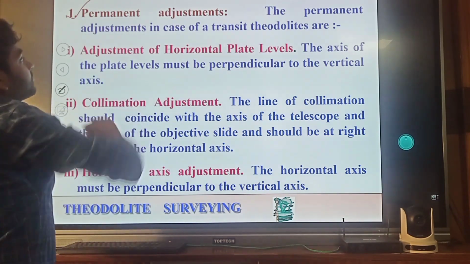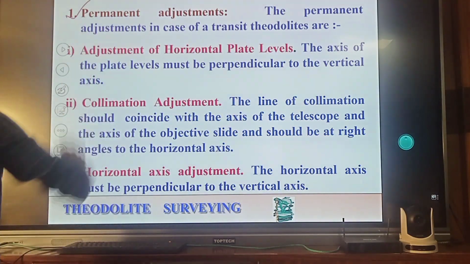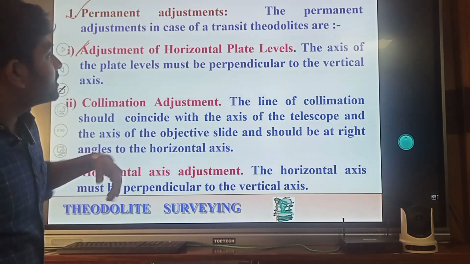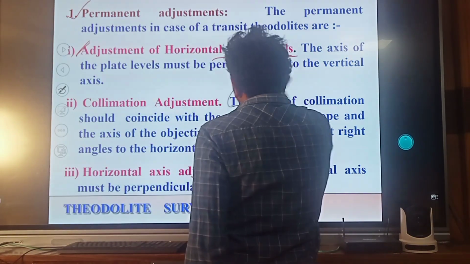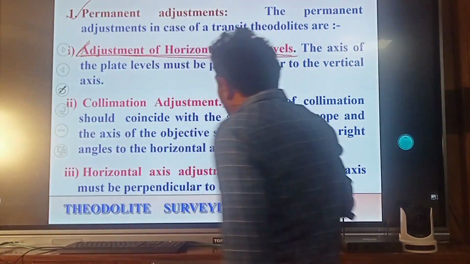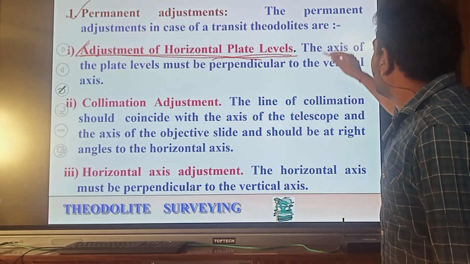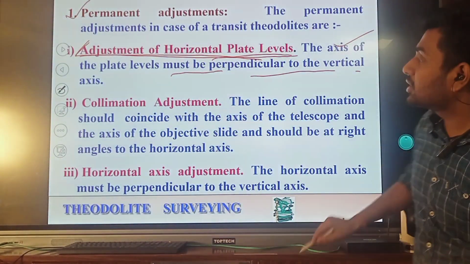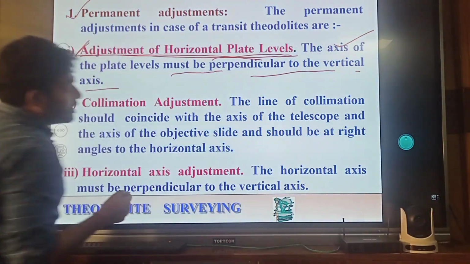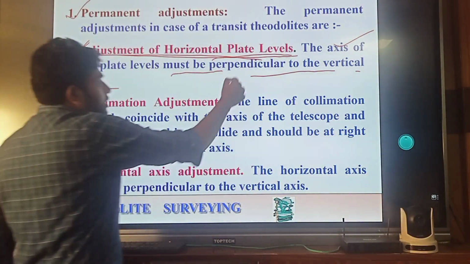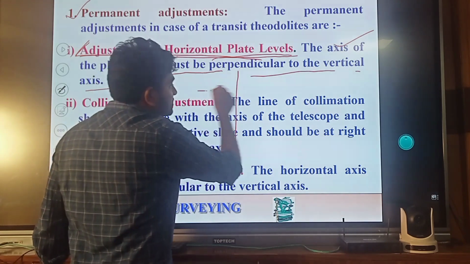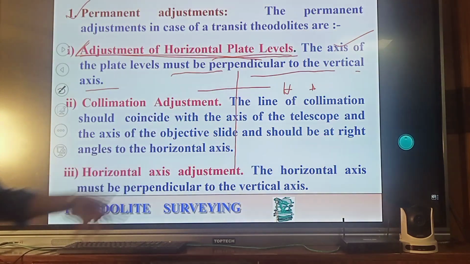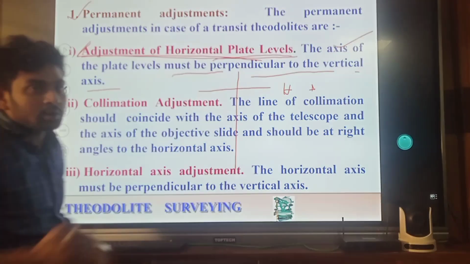The first is the adjustment of the horizontal plate level. The axis of the plate level must be perpendicular to the vertical axis. This is the vertical axis and this is the horizontal axis. The horizontal axis and vertical axis are perpendicular to each other.